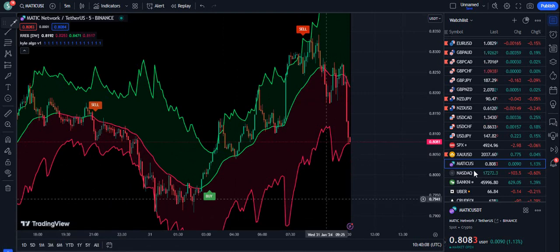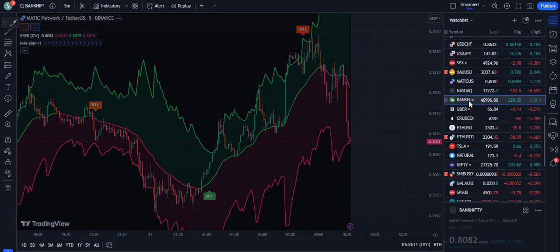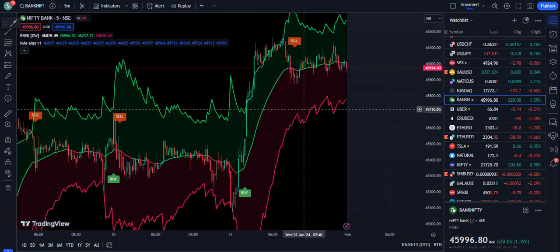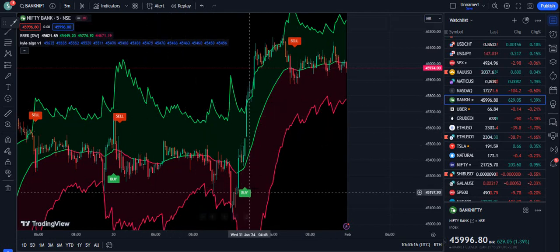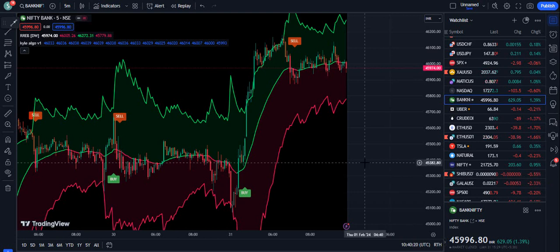So guys, what else do you need? Because these indicators are very powerful, and they are even working on Bank Nifty as well. So you can see the signals are quite accurate. Just follow the conditions that I have taught you in this video so that you can avoid the maximum losing trades.